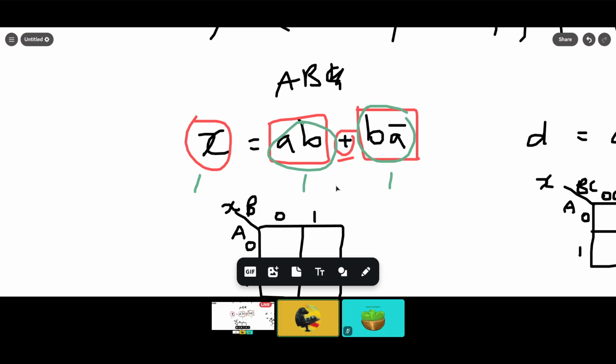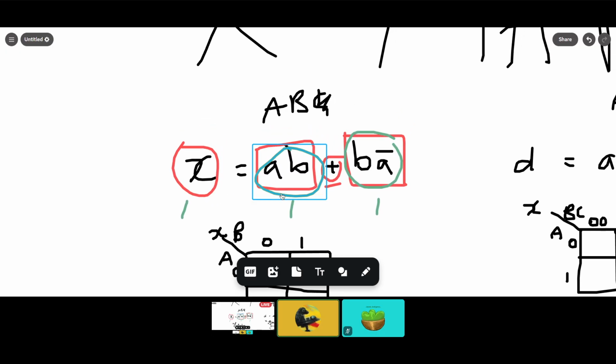That is the rule. When X is 1, at least one of these ANDed expressions in your full Boolean expression must be equal to 1. This is a concept that you must understand. Okay, what's the point of knowing this? That's a bit weird. Okay, stay with me.